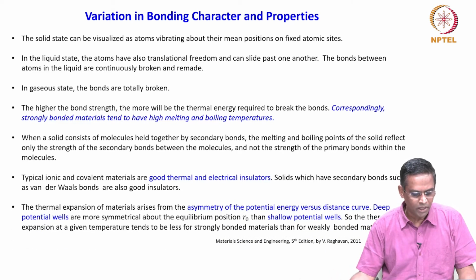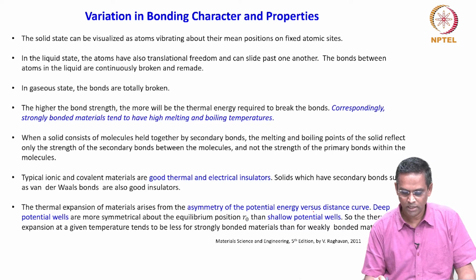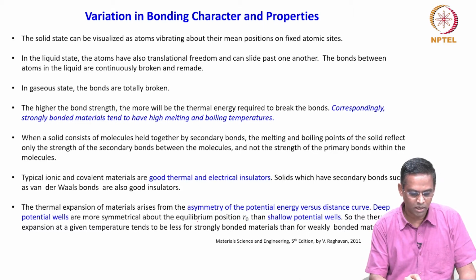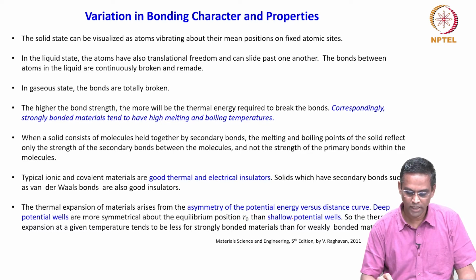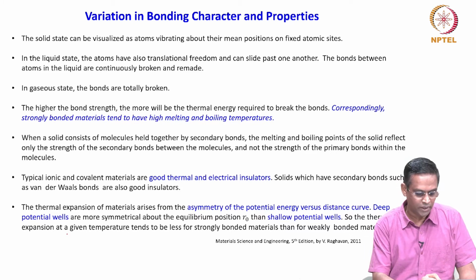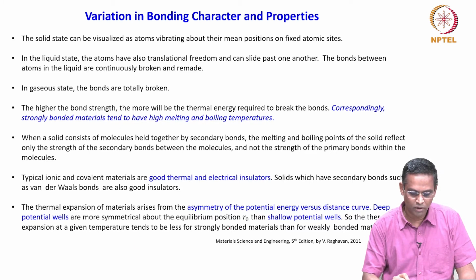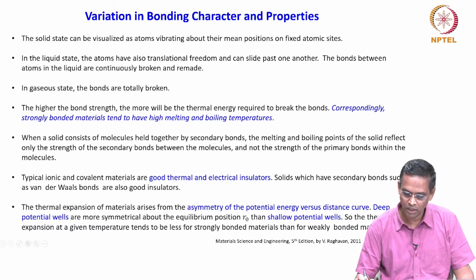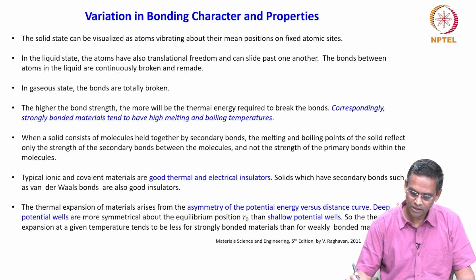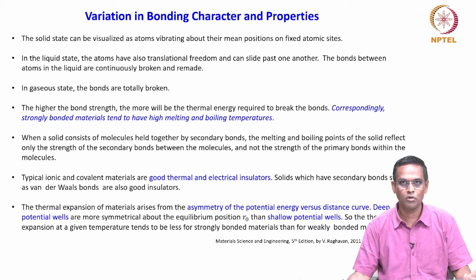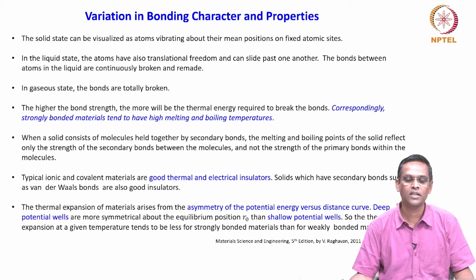So, the thermal expansion of materials arises from the asymmetry of the potential energy versus distance curve. Deep potential wells are more symmetrical about their equilibrium positions than shallow potential wells. So, the thermal expansion at a given temperature tends to be less for strongly bonded materials than for weakly bonded materials. This aspect we will look at in much more detail in the coming lectures.